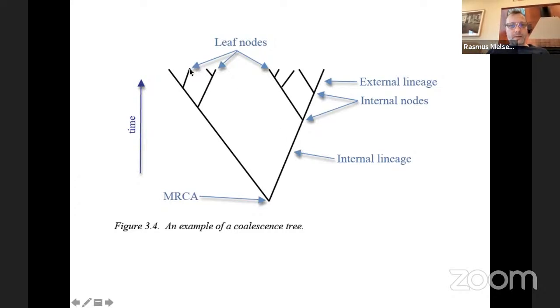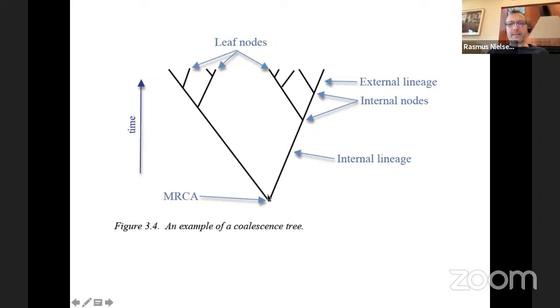The leaf nodes here, we have nodes in the tree where the edges join. We talk about internal nodes and internal lineages. Those are ones not leading to leaf nodes. Leaf nodes are the ones that actually represent the observed data that we have. We can talk about external lineages leading to a leaf node and internal lineages that don't lead to a leaf node. And down here, we have the most recent common ancestor.